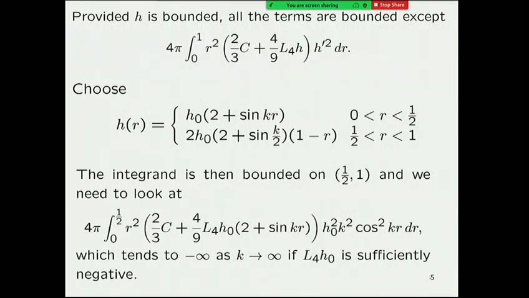And so now you choose L4 and h0 to be sufficiently negative so that this expression is negative. You fix such an L4 and an h0 such that it's negative. So then the other terms are bounded, but this one, there's a k squared there, that's going to go to infinity as k goes to infinity. We've got a negative sign here, so it shows that the energy is unbounded below. So what are we going to do about that?